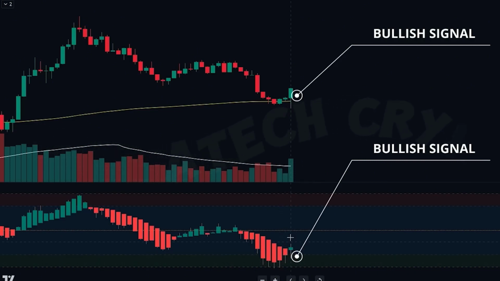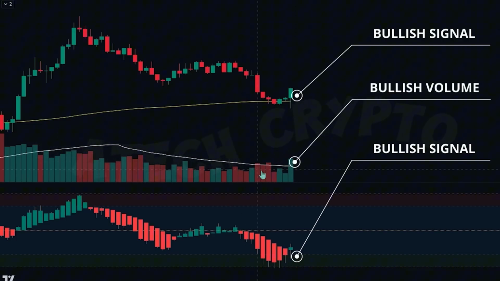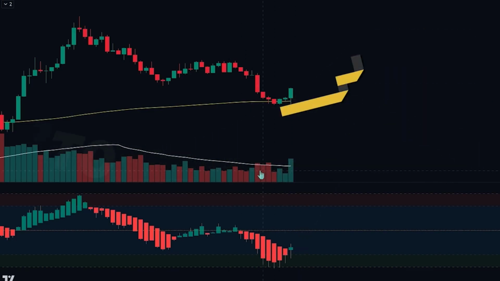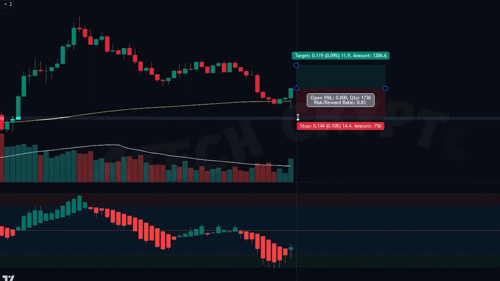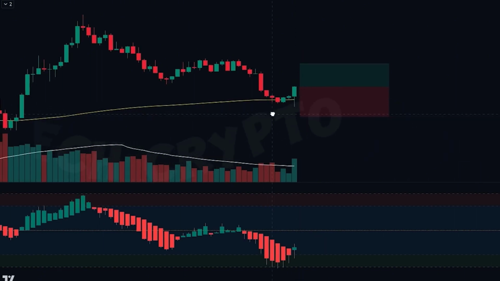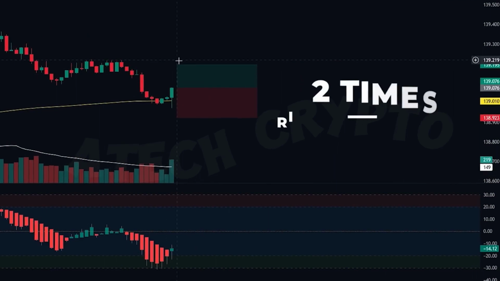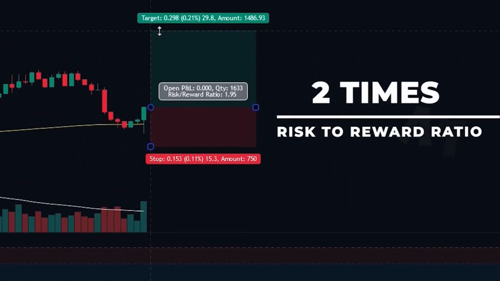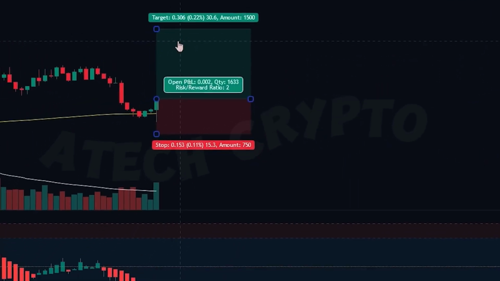Finally, there is also a bullish volume bar that was printed. We can see that the bar on the volume oscillator surpasses the 30-period moving average, showing us that there is enough bullish volume in the market to push the price further in the upwards direction. Because of these signals, let's enter into the buy position. We will be placing the stop loss at the recent swing low. For the take profit, we will be targeting a 2 times risk to reward ratio. Now let's see how the trade plays out.